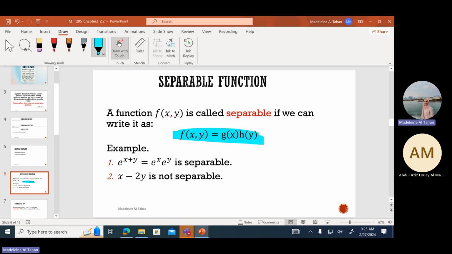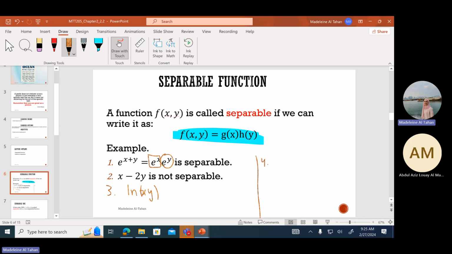x minus 2y. All of us agree that we cannot separate it. Let's look at e to the x plus y. How can we write it? Yes, e to the x times e to the y. So this one is the box in x, and this one is a box in y. Please check ln xy. Is it separable? Yes. Separated.